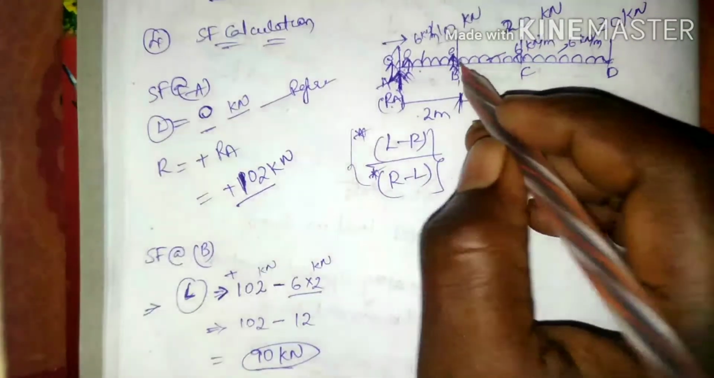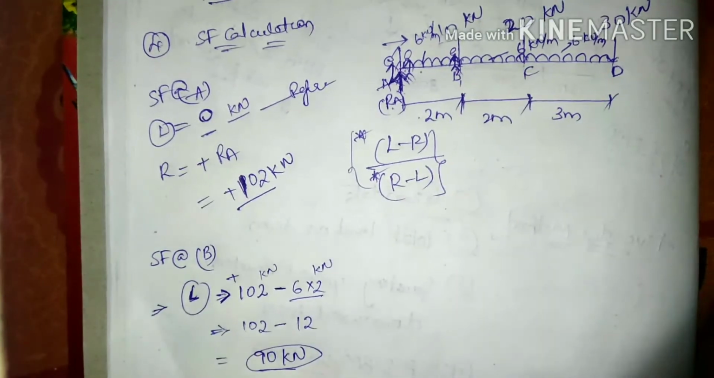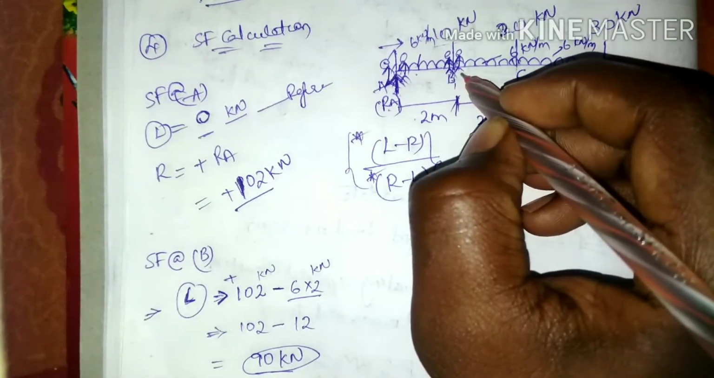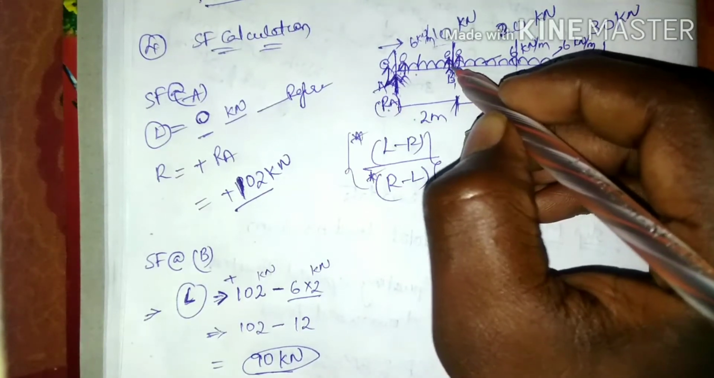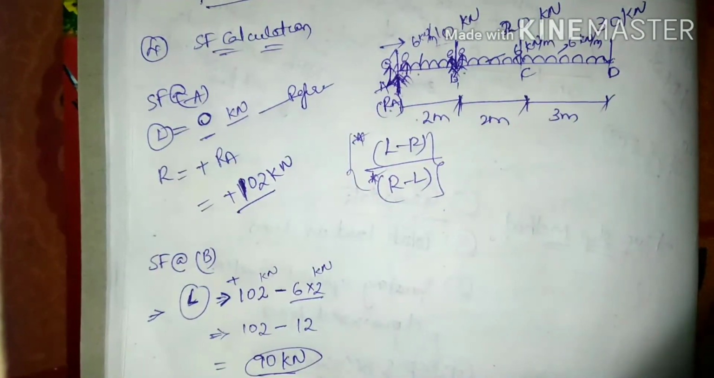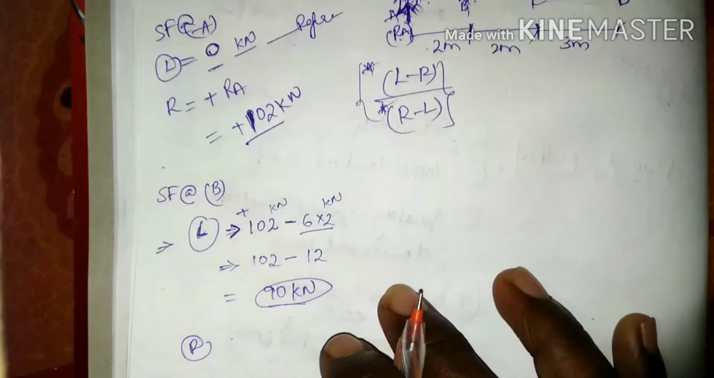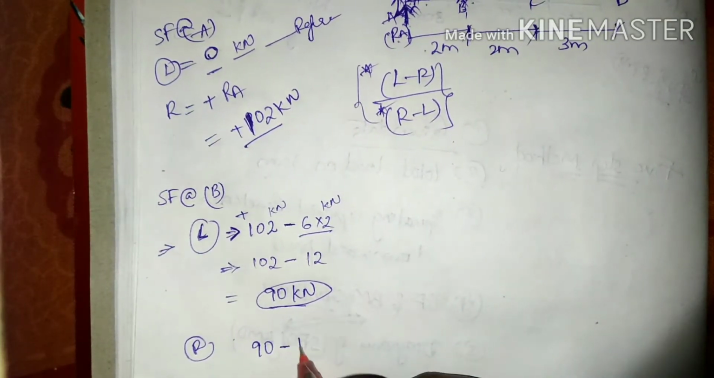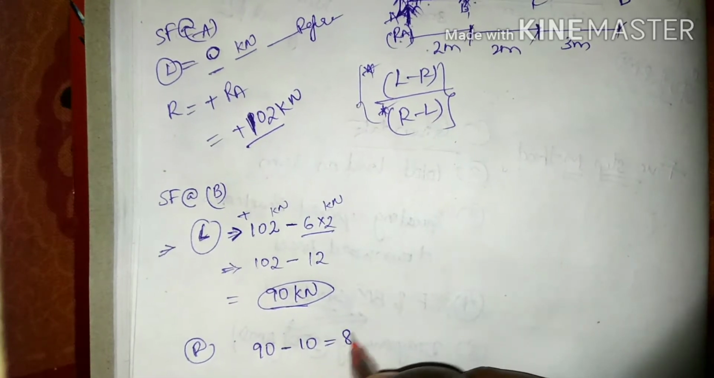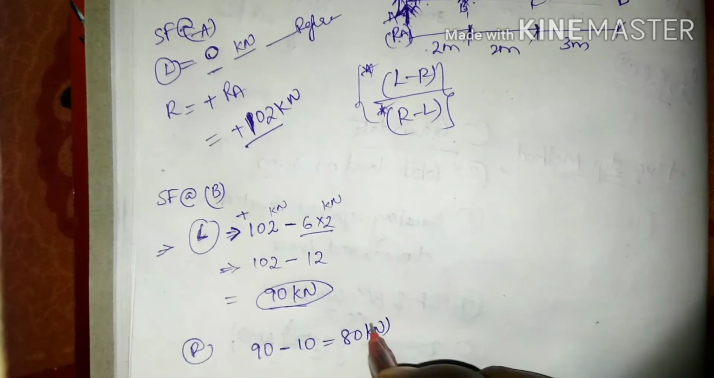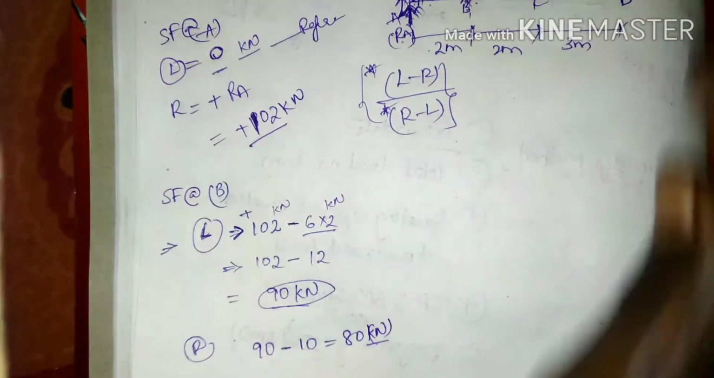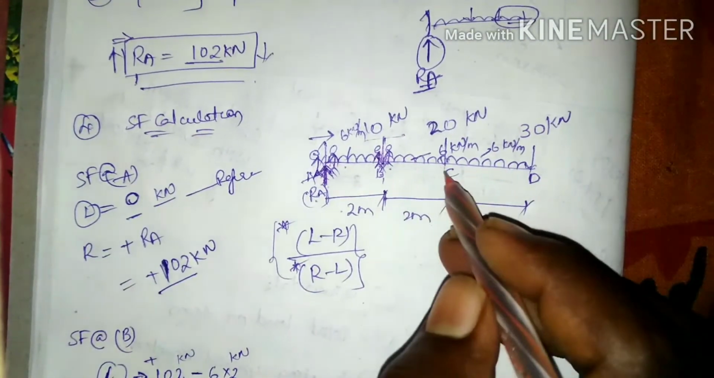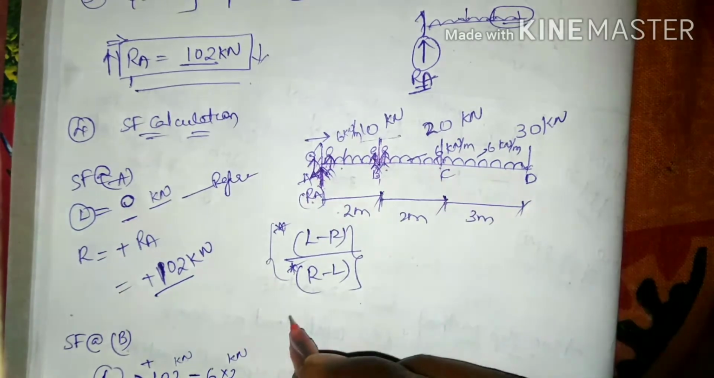That is up to the left of B. For the right of B, just right of B, I am going to find a downward force of magnitude 10, so 90 minus 10 gives us 80 kilonewtons on the right of B. This 80 kilonewton load is going to continue up to C.